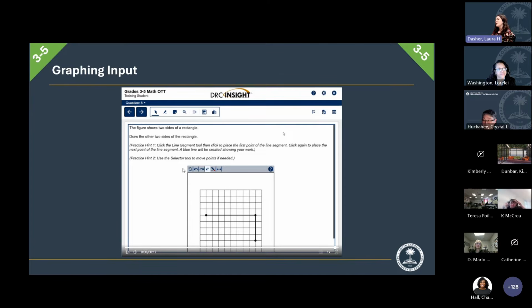But the students will grab their points and plot, being able to create a rectangle. And again, you can find this item type. It's question 8, and the link to the OTT is in the chat. We're going to cross fingers the rest of the videos work.